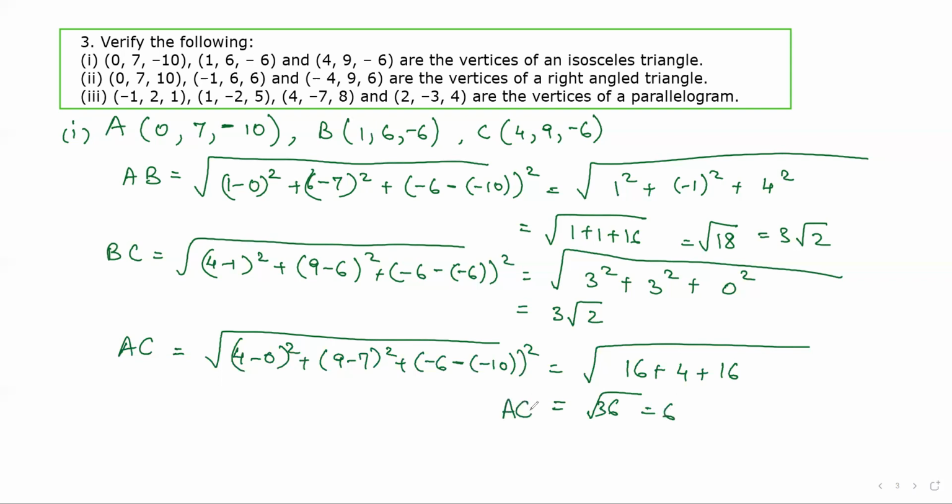For all practical purposes, all distances are calculated as positive. We are not considering negative distances over here. That's why even if you're taking the square root of certain numbers, you'll always end up with a positive value at the end. So here AB is equal to BC. Therefore, triangle ABC is an isosceles triangle.